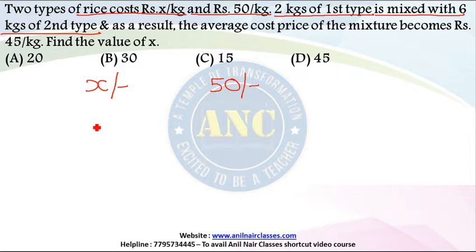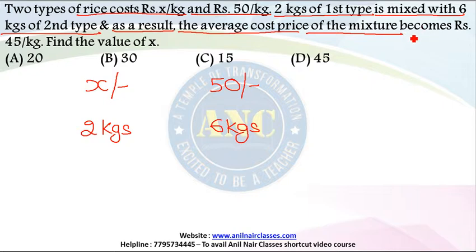That means first type is 2 kgs, second type is 6 kgs. The quantity ratio is given in this question, and as a result, the average cost price of the mixture becomes rupees 45 per kg. Find the value of X is the question. Find the value of X. It really does not make any difference, sir.